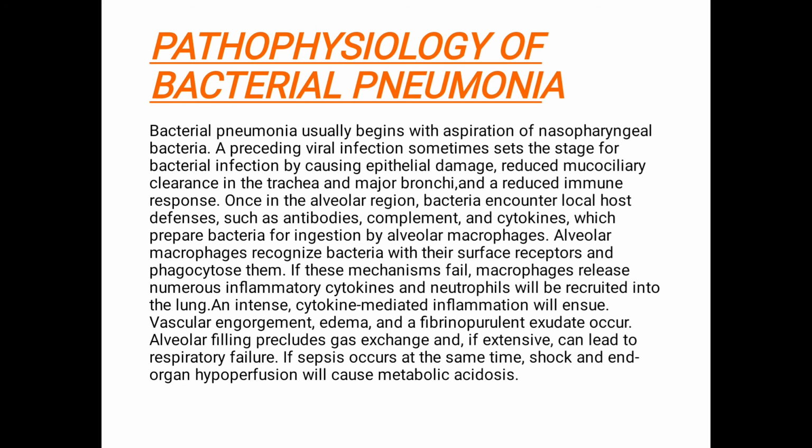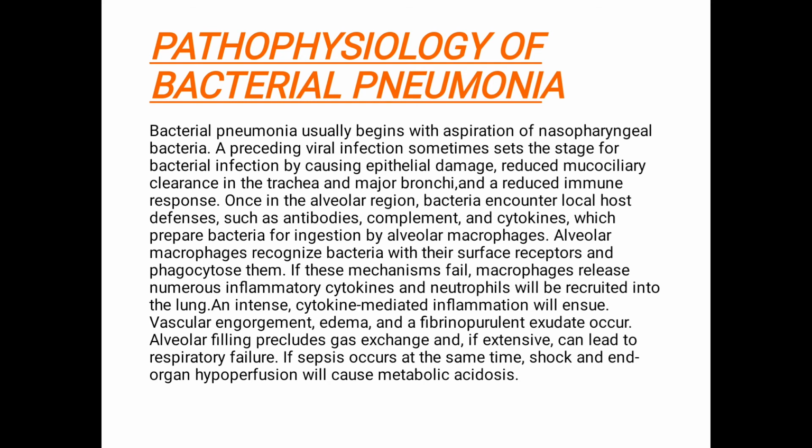So the bacteria can enter the lower respiratory tract through aspiration of nasopharyngeal contents. As a result of the previous viral infection, the patient may have the chance to develop bacterial infection, right? This can cause epithelial damage, reduced mucociliary clearance in the trachea and in the major bronchi, and a reduced immune response. So the mucociliary clearance in the trachea and major bronchi is reduced, which helps the bacteria to proliferate.